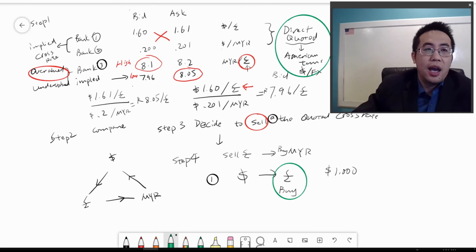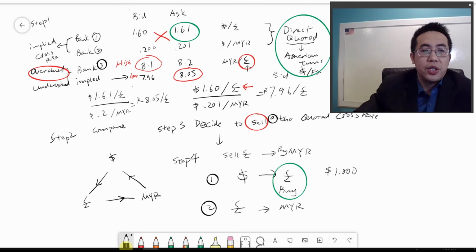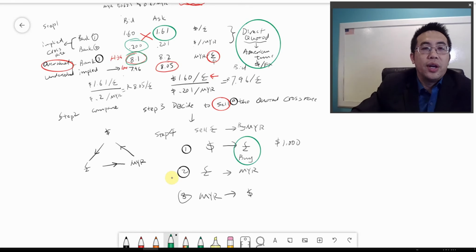So if you buy the pounds, then you will pay the ask price, right? And then after that, you will need to convert pounds to Malaysia ringgit. And when you sell pounds for Malaysia ringgit, you should go for the bid price of that. Then you will need to convert the Malaysia ringgit to US dollars, so you will sell Malaysia ringgit. When you sell Malaysia ringgit, you go for the bid price again. So that's the three prices I picked from the bid-ask zone.